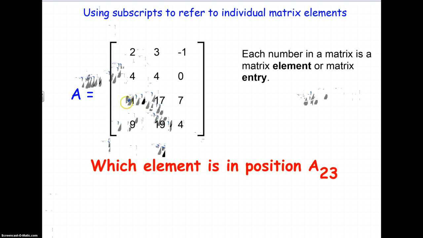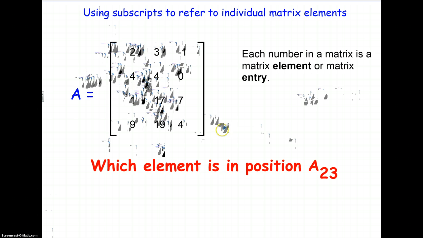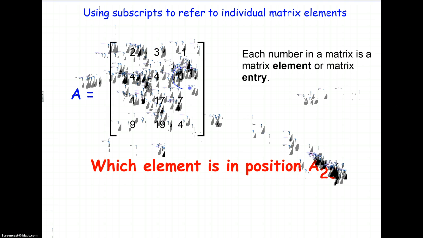We can also refer to each of the elements, and each of the numbers in a matrix is known as an element. We could refer to a specific one by using a subscript. So in this example, A sub 2, 3 means the number that is in matrix A, row 2, column 3. That would be the second row, which is this one, and the third column is this one. The number that is there is 0. So we would say A sub 2, 3 equals 0.